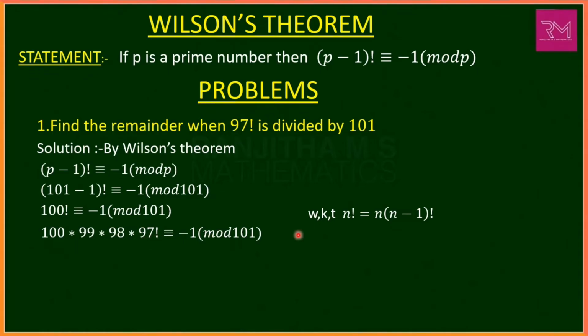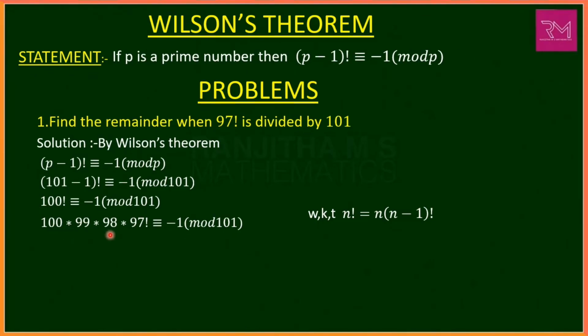Here 100, 99, 98 are all bigger values. So to reduce these to smaller values, we know that under modulo 101 we can write 100 as congruent to minus 1 under modulo 101.